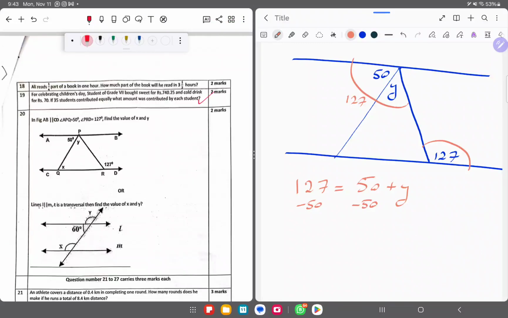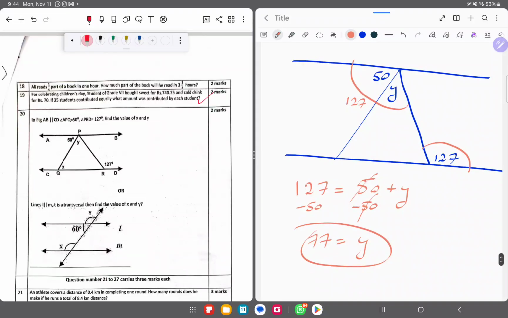And over here, 127 minus 50 is 77. So this 50 and 50 is 0, so I don't have to write the 0 or the plus y. I just need to say y is equal to 77. And that's it. Now I've got y is equal to 77.